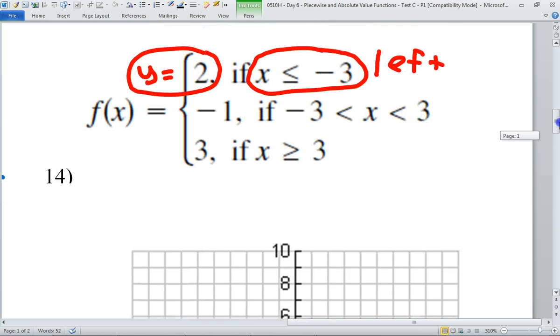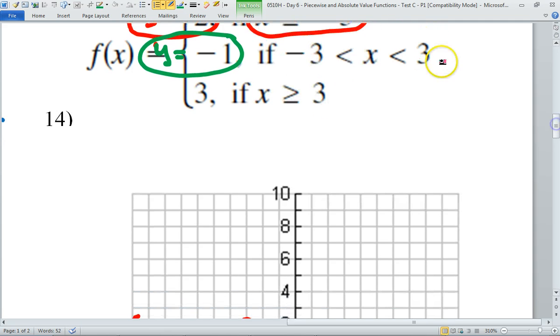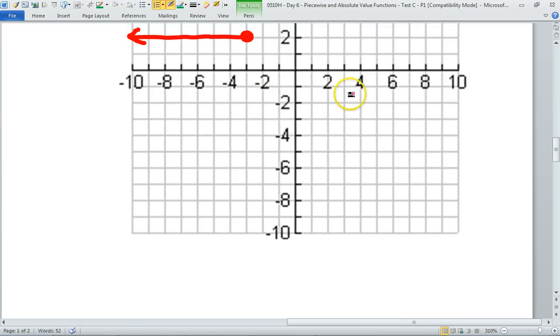Now we'll do the next piece. Oh, these are all horizontal lines. Okay, so I'm going to go a little faster. Okay, that's supposed to be green now. Y equals -1. That's a horizontal line at -1. Between -3 and +3. So here I am at -1 down here. But I've got to be between -3 and +3. So I'm going to be between these two.